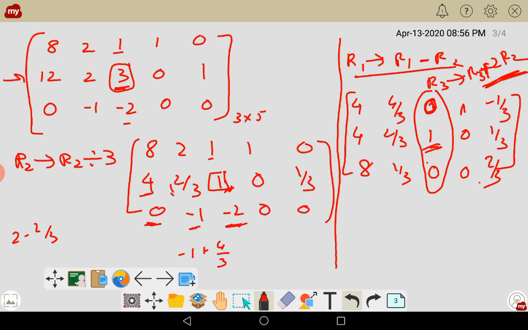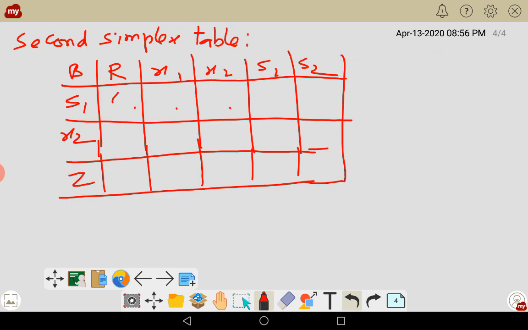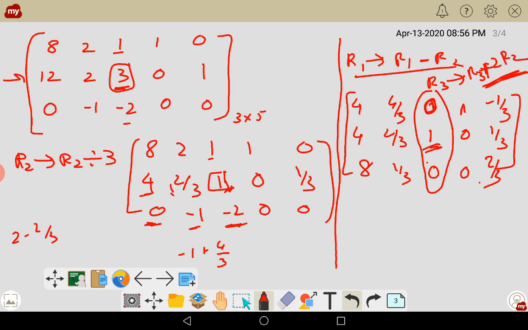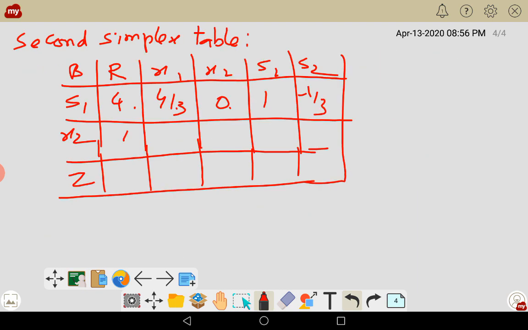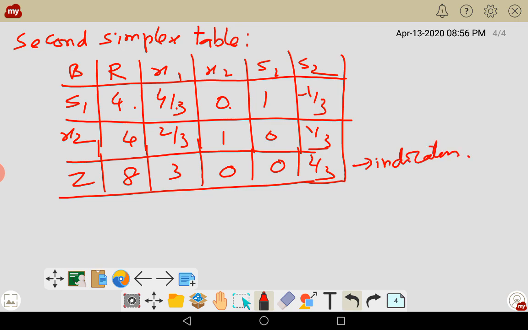For the first row, 4 over 3, 0, 1, negative 1 over 3. Next is this row, second: 4, 2 over 3, 1, 0, 1 over 3. The final row: 8, 3, 0, 0, 2 over 3. Now all these are called indicators. All indicators are positive. Here all are greater than or equal to 0.